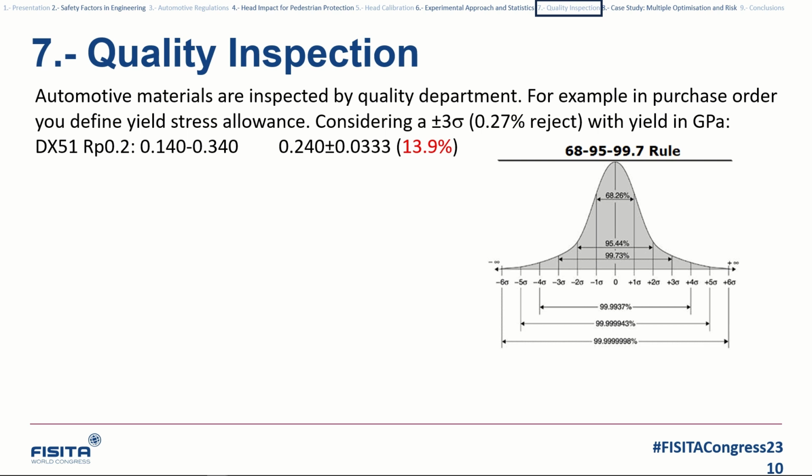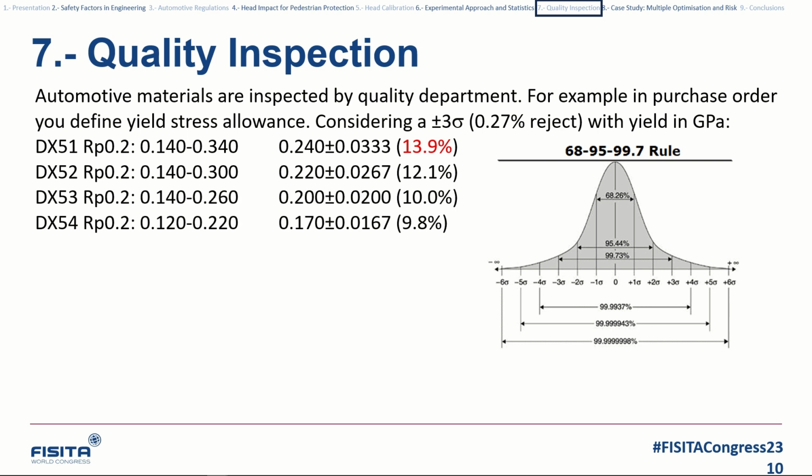So we can buy a cheap material, the DX51, with a yield stress average of 0.24 gigapascal, with a 13.9% deviation in a normal distribution. We can go to a more expensive one, so DX52, DX53, DX54, DX56, which has an average of 0.17 with only a 5.9% normal distribution.